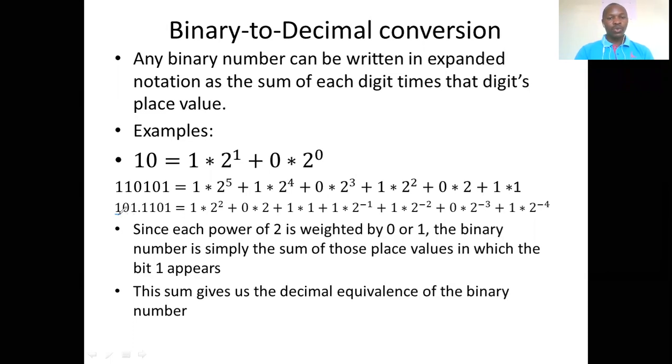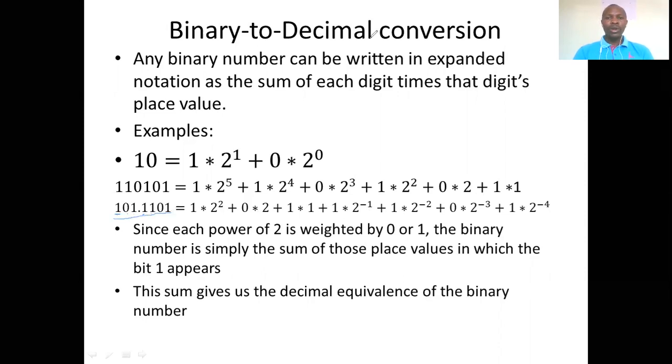So that's 1 times 2 to the power of 2, plus 0 times 2 to the power of 1, which is the same as saying 0 by 2 if you want, and then plus 1 times 2 to the power of 0, which is the same as saying 1 times 1, plus this. Now remember, we said the position of this one is -1, so that would be 1 times 2 to the power of -1, 1 times 2 to the power of -2, 0 times 2 to the power of -3, and 1 times 2 to the power of -4. So this will give you the expanded notation for this one.